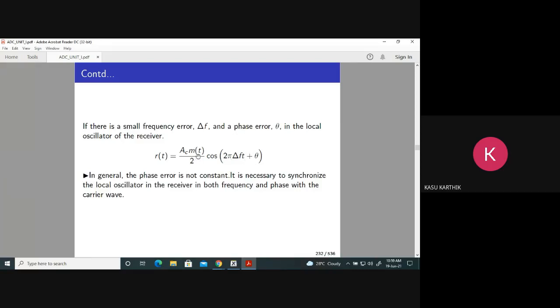This is the output. Ideally you should get m of t, but you are getting m of t into cos 2 pi delta f t plus theta. What is delta f? The frequency error. What is theta? The phase error between the two carriers. Now we are getting this extra term, which is an unwanted term.